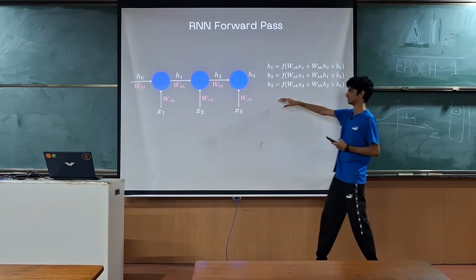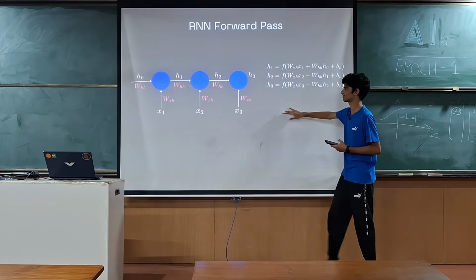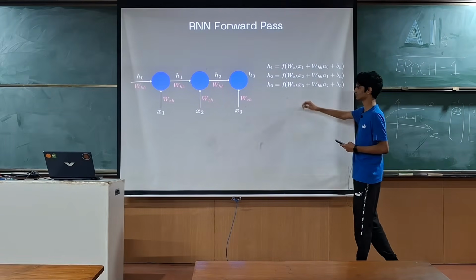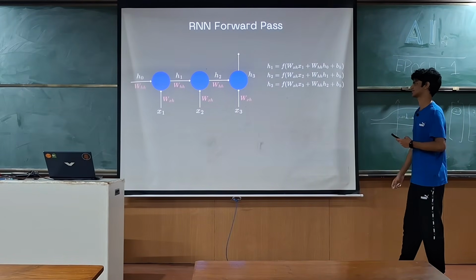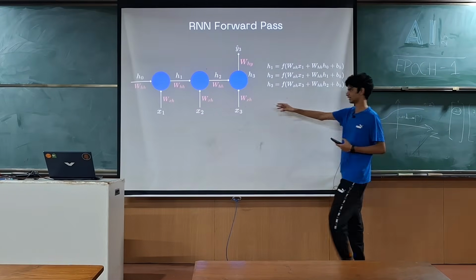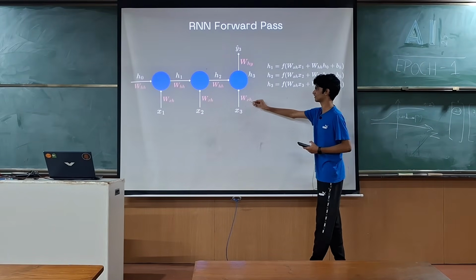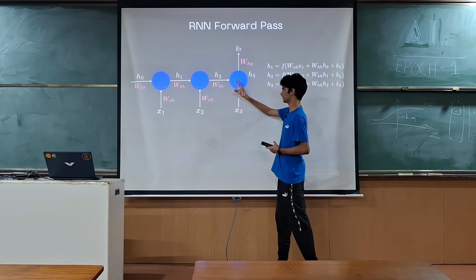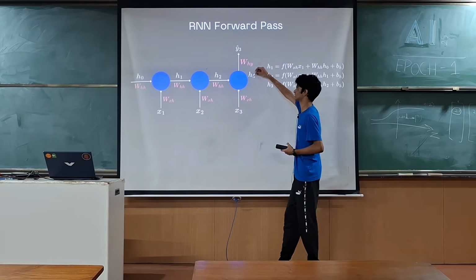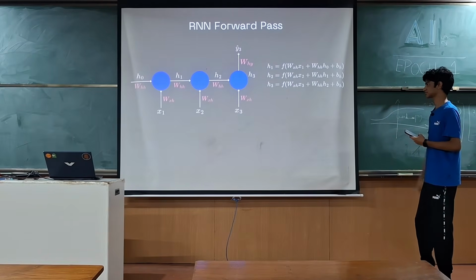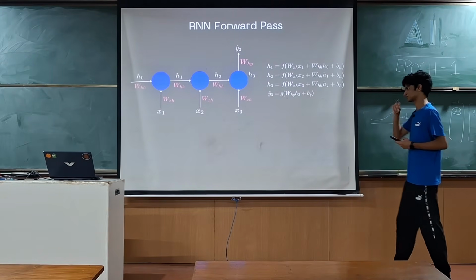Now that you have h3, there are no more words left. You have to make a guess. You make a guess using your latest memory, which is h3. How you do that is you have another matrix. This notation basically means we're going from x to hidden state. HH means you're going from hidden state to hidden state. HY means you're going from hidden state to output. That's how I'll name the matrices. So you make your output.